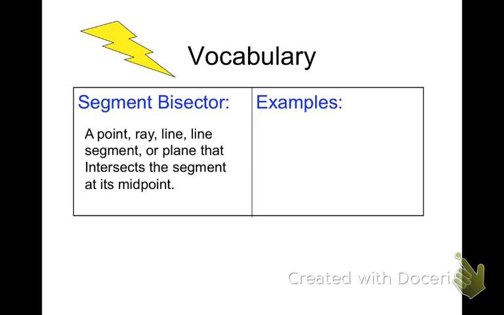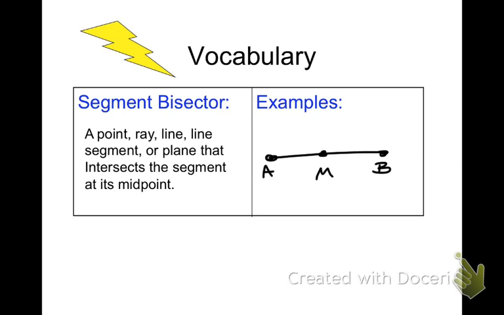A segment bisector can be a point, or a ray, or a line, or a line segment, or a plane. You really don't see it as a plane very often. Most likely you're going to see it as a point or a line segment. That should be a capital or lowercase l that intersects the segment at its midpoint. Okay? So most often you'll see it as a line.